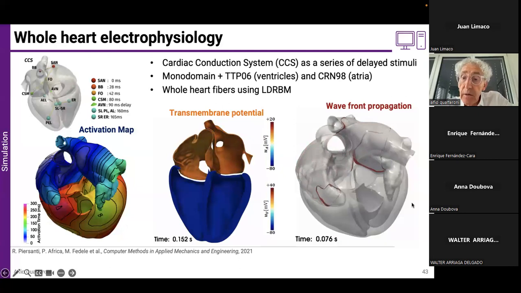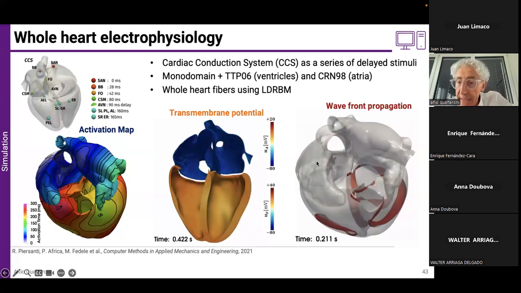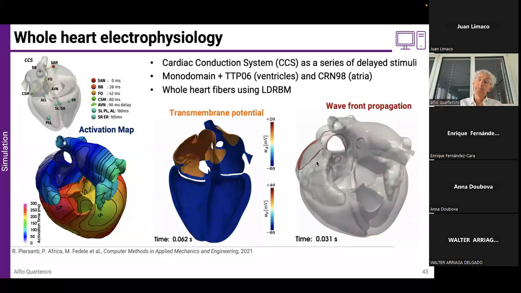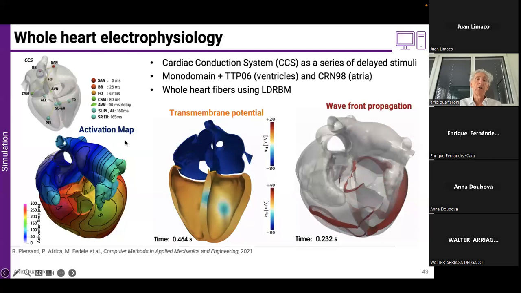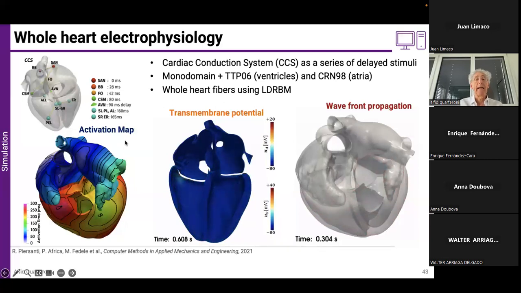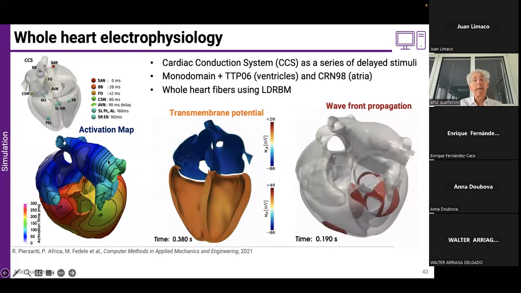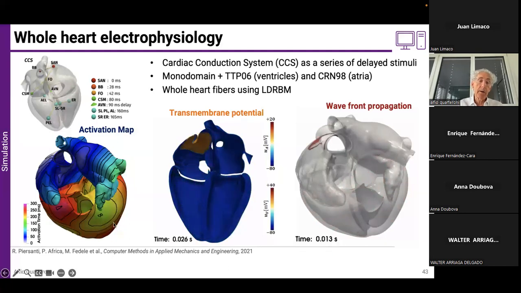And what you see here on the right-hand side are the surfaces of the wavefront that propagate the electrical signal through our heart. And what you see on the left-hand side is what we call the activation map. And the doctors, the electrophysiologists, are very acquainted with this type of map. This map is made of isolines, and every isoline connects points that are electrically activated at the same time.